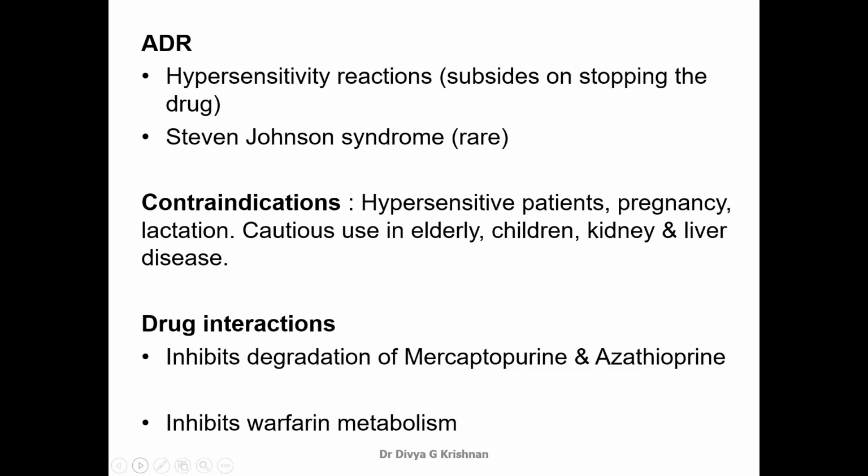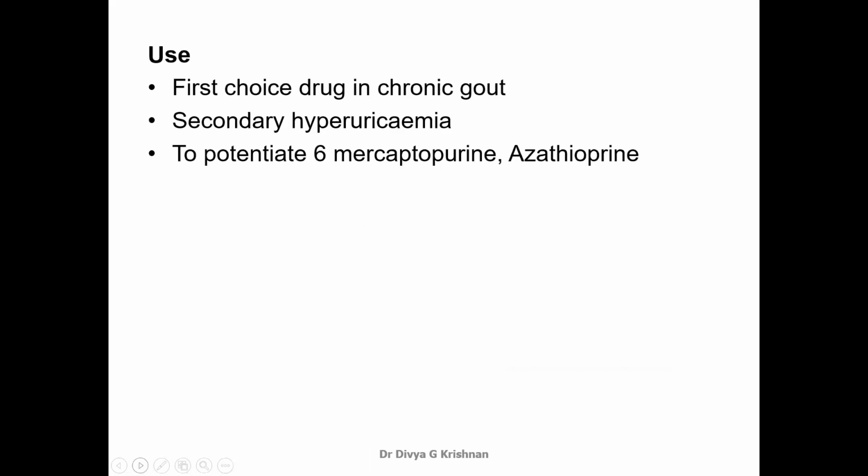It also inhibits the metabolism of the anticoagulant drug warfarin. So the uses of this drug: it is the first choice drug in chronic gout. It is also used in secondary hyperuricemia. And another use of this drug is to potentiate the action of 6-mercaptopurine and azathioprine.